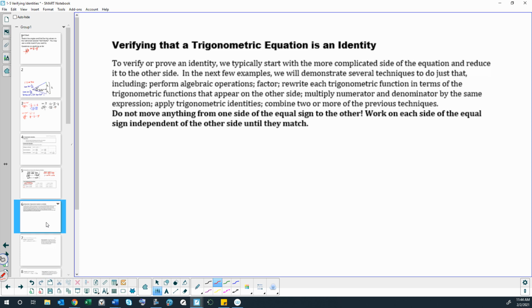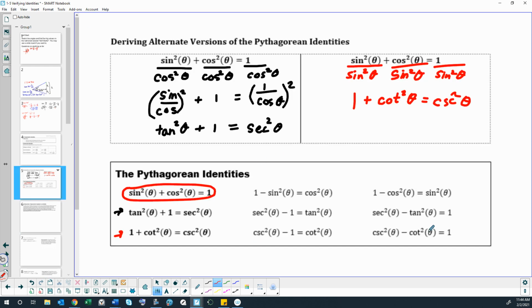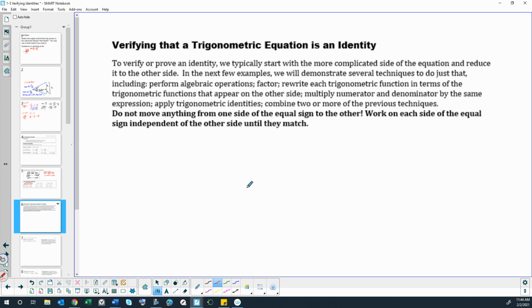Now, until you have an established identity, you never move things across the equal sign while you're verifying it. I realized that we just barely took these problems and we moved stuff. That was okay because we knew they were true. But when your job is to actually verify that something is true, you cannot move things from one side to the other. You have to just work on the right side or work on the left side, or you can work on both sides and make them match. But you can never move things over. No golden rule of algebra on verifying identities. Okay?